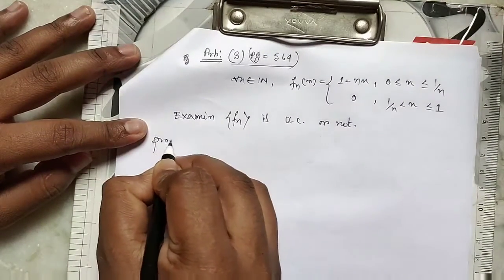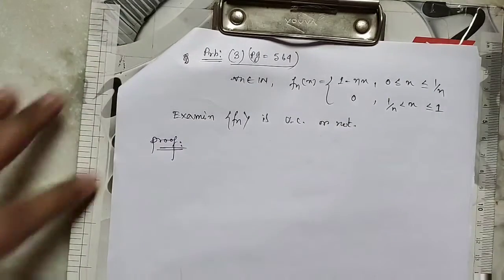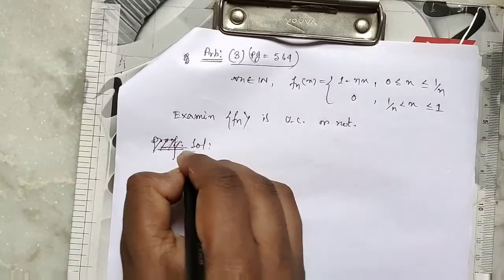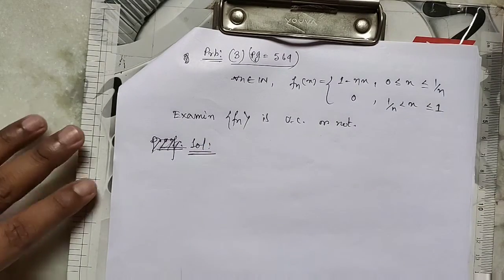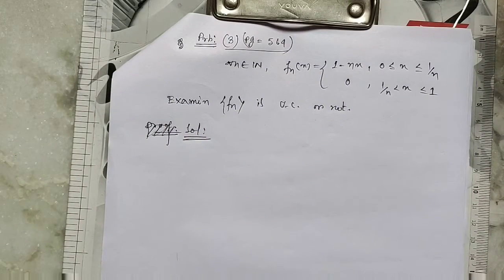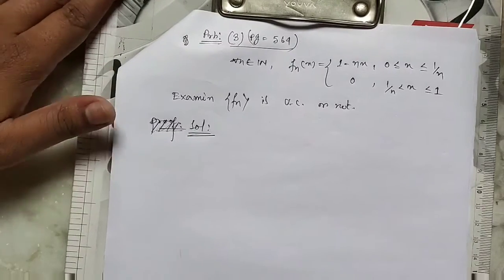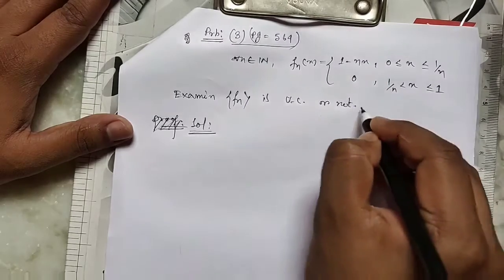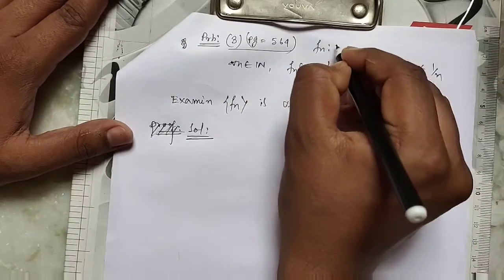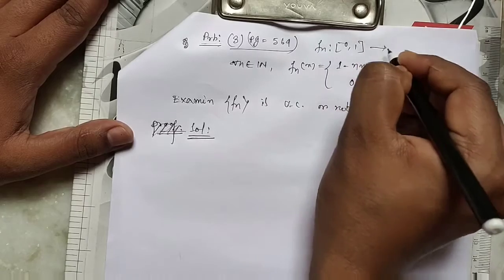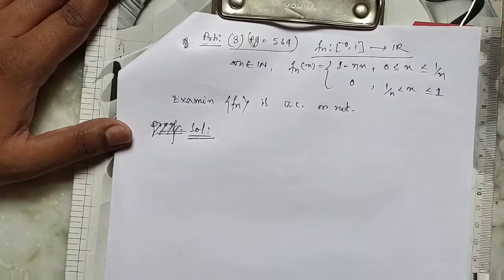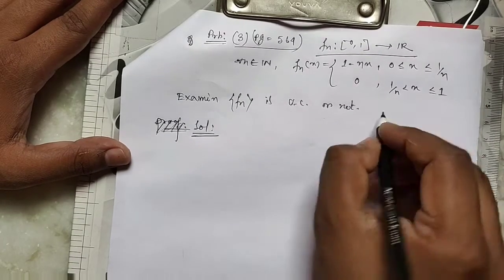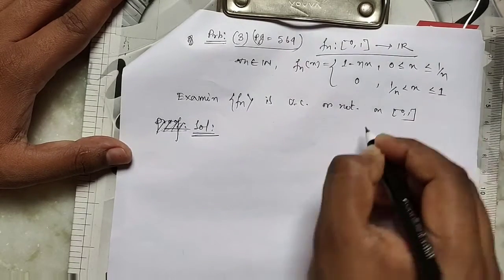Solution. First we find the pointwise limit function of the sequence of functions. Here each fn is defined from [0,1] to R, on [0,1].